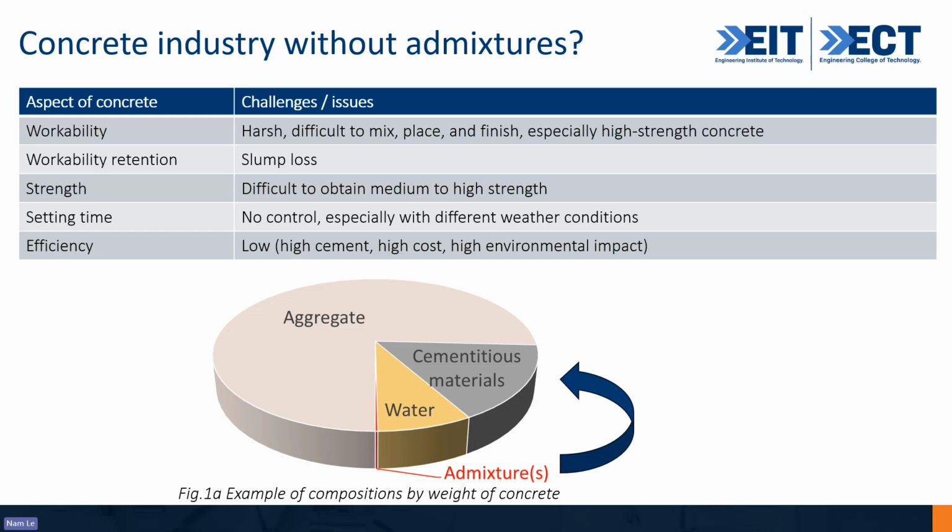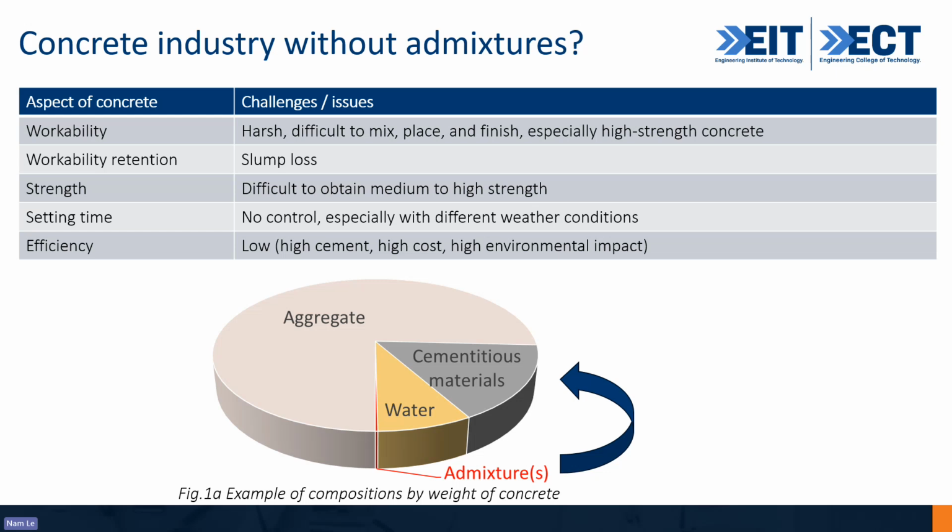Strength, yes, we can reduce the water to obtain high strength, but without admixture, that one is very difficult to obtain. Setting time, without admixture, we cannot control easily like what we have now, right? Because especially with different temperatures, different conditions, right? Efficiency, if you simply have cement, if you only have aggregate and water, you will have very low efficiencies in the formulation or mix design of the concrete, right?